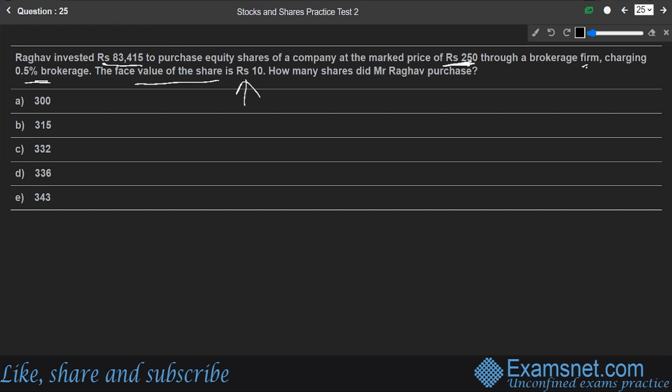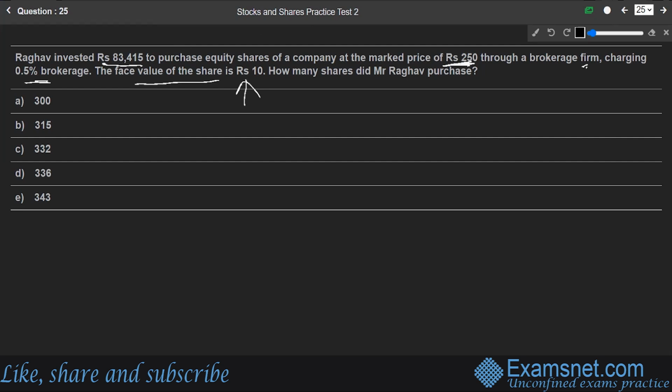How many shares did he purchase? So what we'll do, we'll first of all find out the brokerage on each share. Then we'll add that brokerage to the actual market value, and that will be the total payment to be made to the broker. And the total investment is also given. Then what will we do to find the number of shares? Total investment divided by the net market value of each share. That will give us the total number of shares.